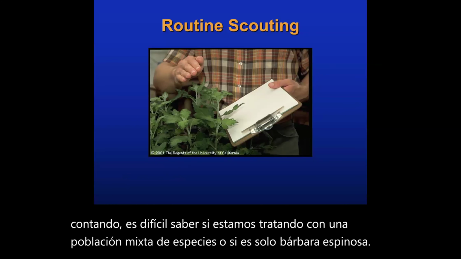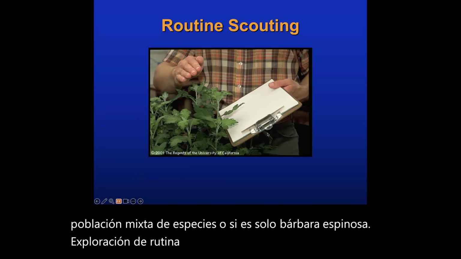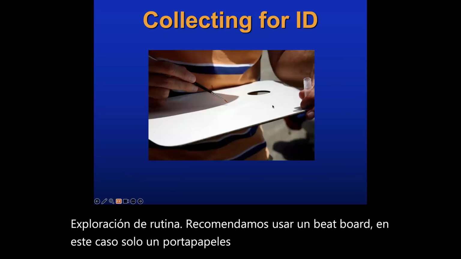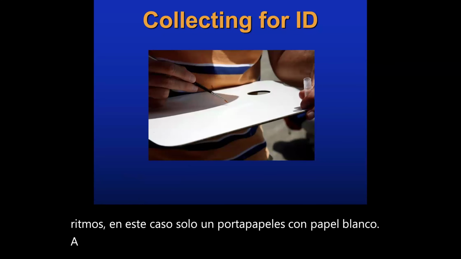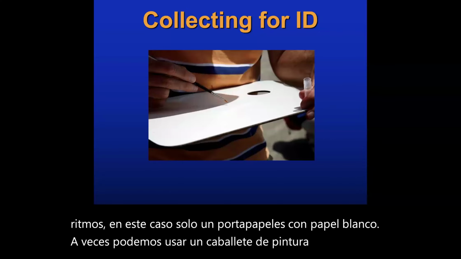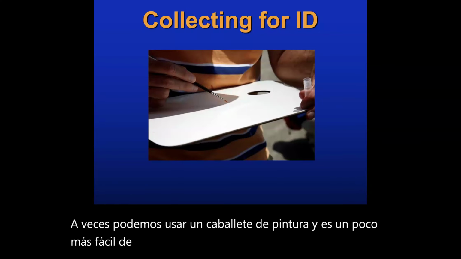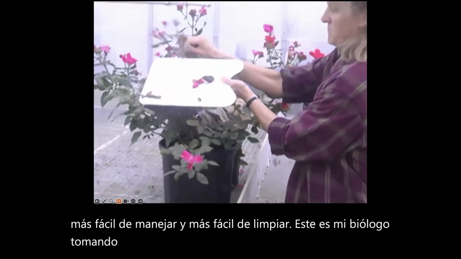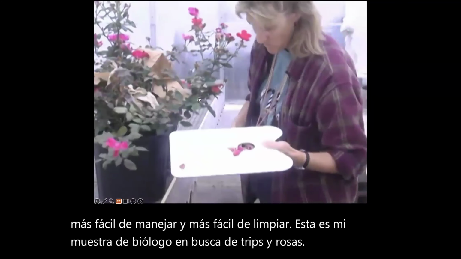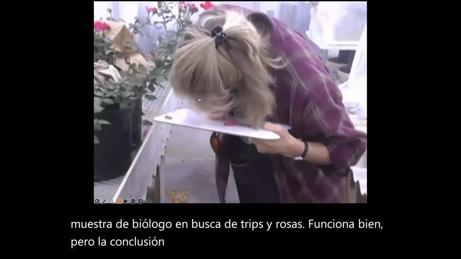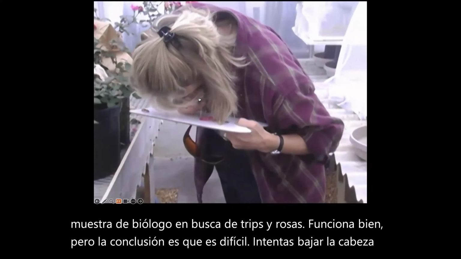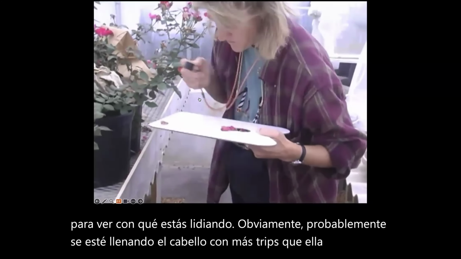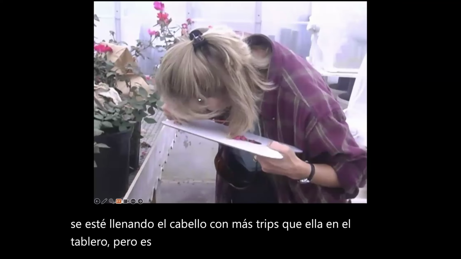For routine scouting, we recommend using a beat board, in this case just a clipboard with white paper. Sometimes we use a paint easel, which is a little easier to deal with and easier to clean. This is my biologist sampling for thrips in roses. It works well, but the bottom line is that it's hard. You try to get your head down there to see what you're dealing with. Obviously, she's probably filling her hair with more thrips than are on the board. But it's something that we've been working with.